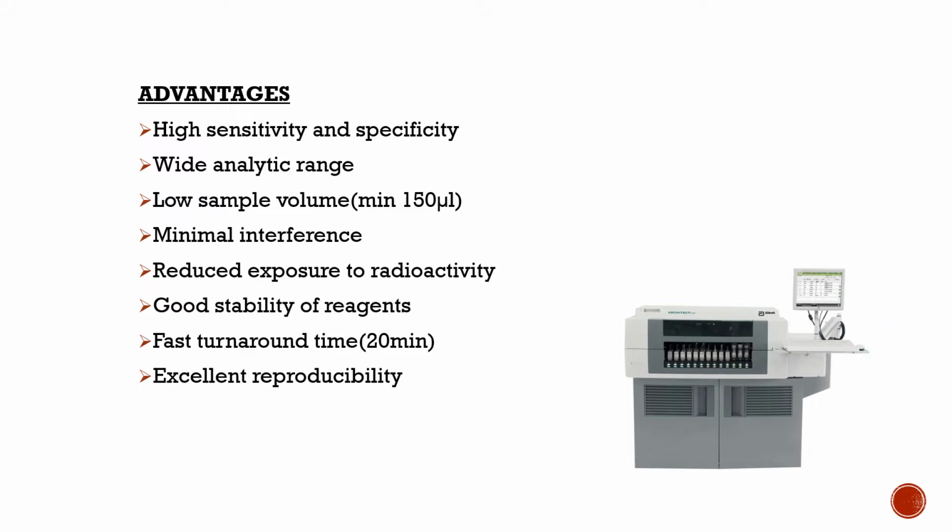Advantages of this fully automated system: it has high sensitivity and specificity with a wide analytic range. The minimum sample volume required is 150 microliters. It has shown minimal interference and reduced exposure to radioactivity. There is good stability of reagent, fast turnaround time, that is around 20 minutes, and excellent reproducibility. Another benefit is we can load up to 65 samples simultaneously, with full random access or capability for individual sample loading also.